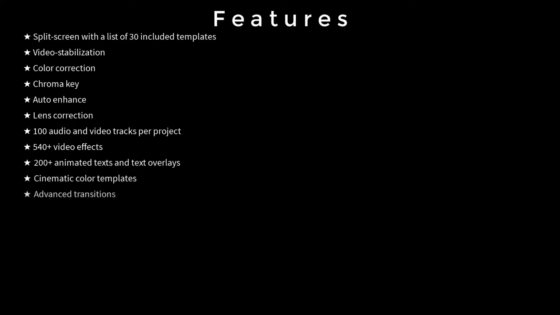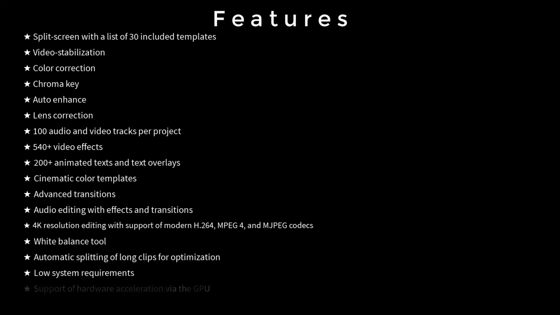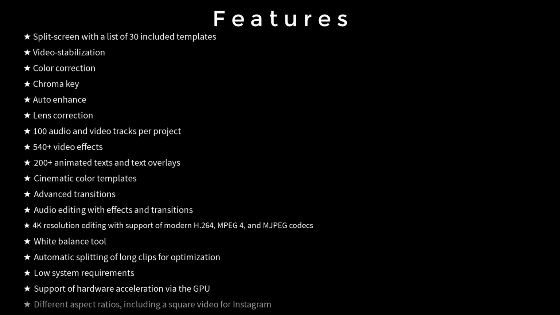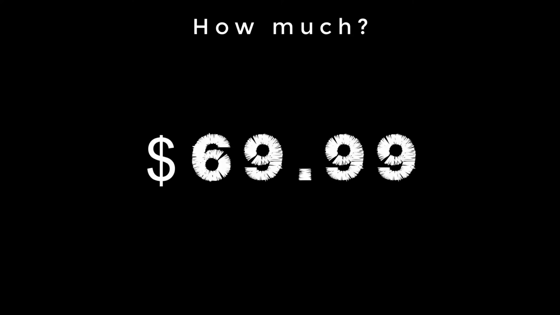Split screen with a list of 30 included templates, video stabilization, color correction, chroma key, auto enhance, lens correction, 100 audio and video tracks per project, 540 plus video effects, 200 plus animated text and text overlays, cinematic color templates, advanced transitions, audio editing with effects and transitions, 4K resolution editing with support of modern H.264, MPEG-4 and MJPEG codecs, white balance tool, automatic splitting of long clips for optimization, low system requirements, support of hardware acceleration via the GPU, different aspect ratios including a square video for Instagram. The single license of Filmora 9 would cost you just $69.99.